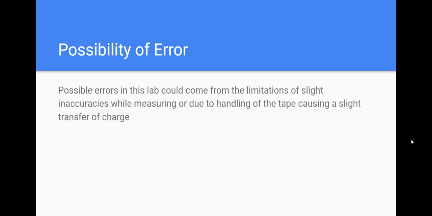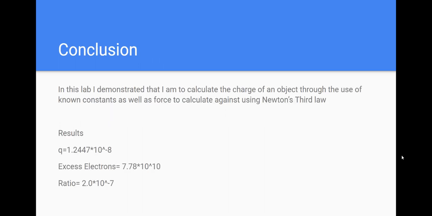Then, for the possibility of error, the major possibilities of error in this lab could come from the limitations of slight inaccuracies while measuring due to human error, or due to the handling of tape, as we mentioned earlier, causing a slight transfer of charge.